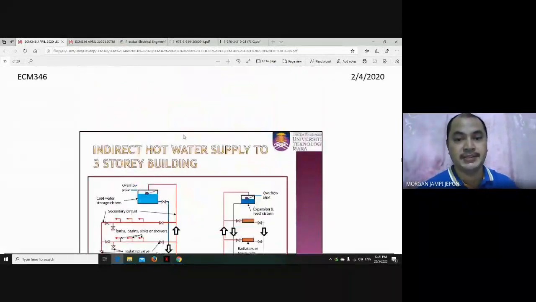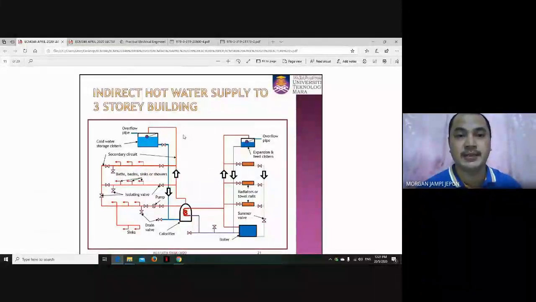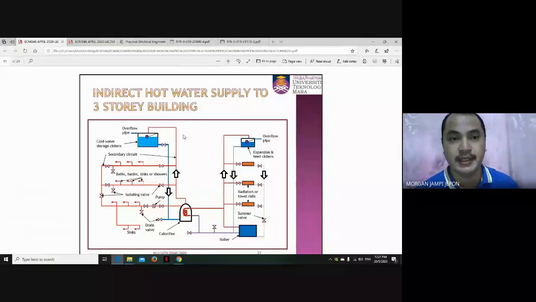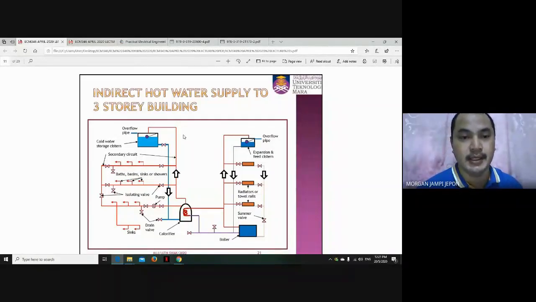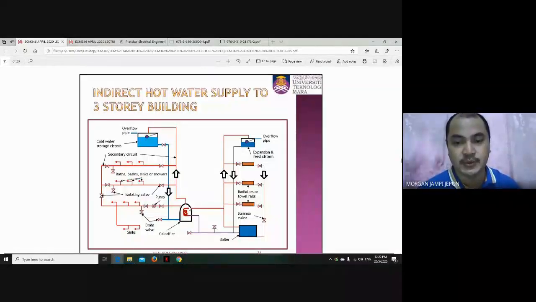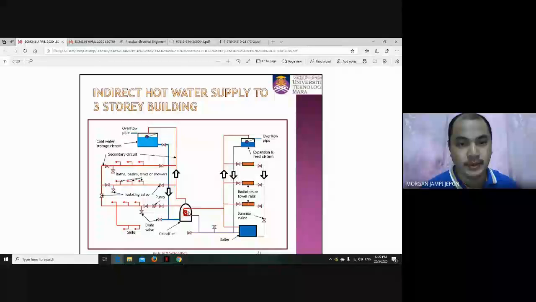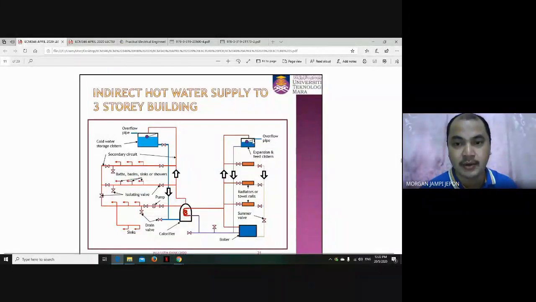And this one is the indirect hot water supply to multi-story building. In this example, it's a 3-story building. The cold water storage system supplies water to the heater as well as the boiler. And then the hot water supply goes to the kitchen, toilet, and bathroom. Part of that also goes for the indirect hot water supply.